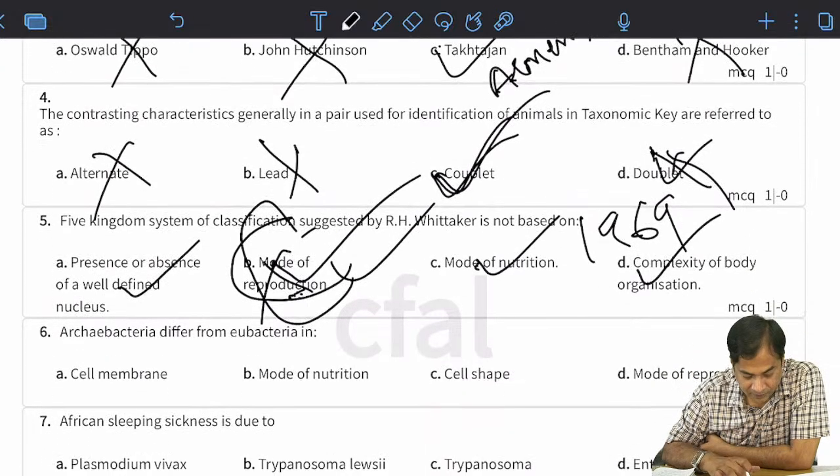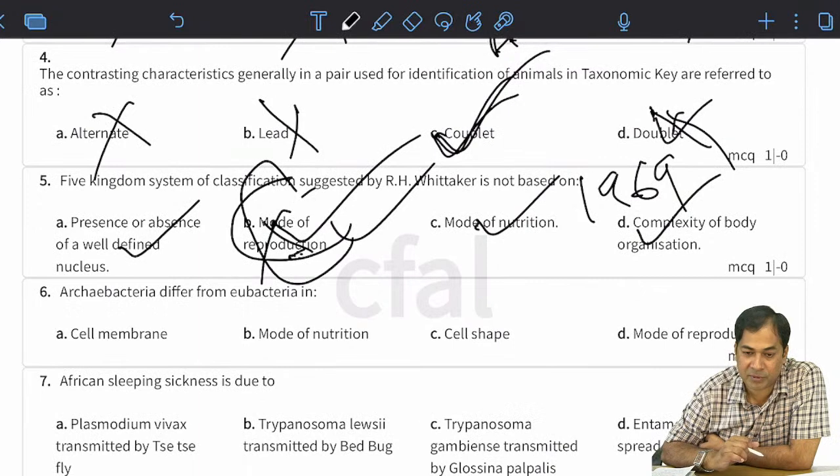Next, archaebacteria differ from eubacteria in... If you remember, bacteria which belong to kingdom Monera are classified into 2 groups, archaebacteria and eubacteria. Archaebacteria can survive in extreme climatic conditions, like methanogenic bacteria which produce biogas. Then there are thermoacidophiles. You can recall from the textbook, thermoacidophiles are archaebacteria which live in hot springs, where even 100 degree Celsius boiling water they can survive. Then halophiles are there, which can survive in saline or salty water or salty soil.